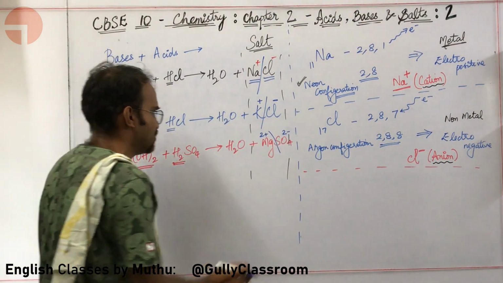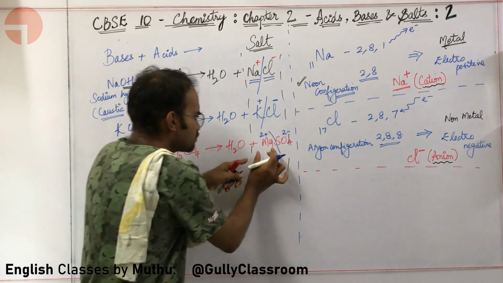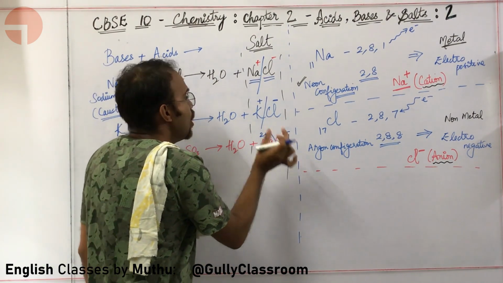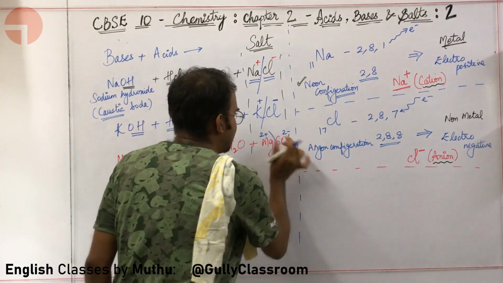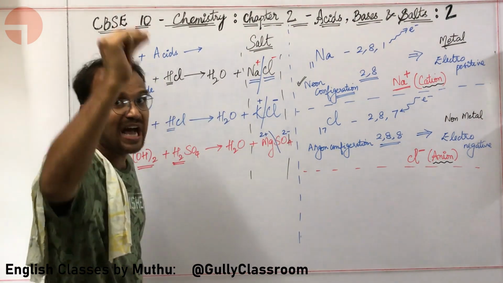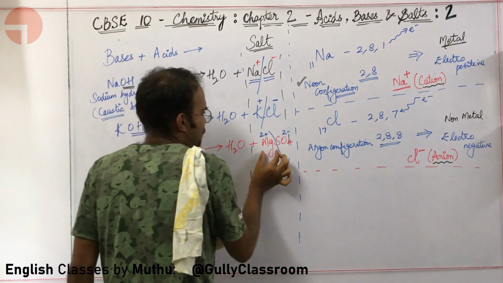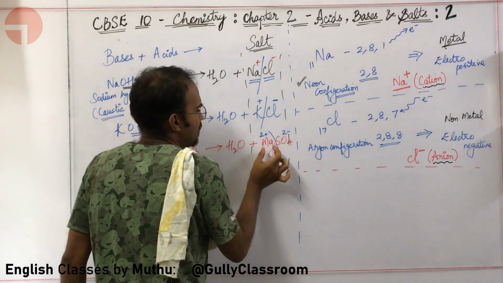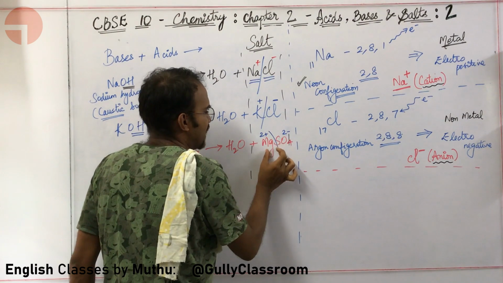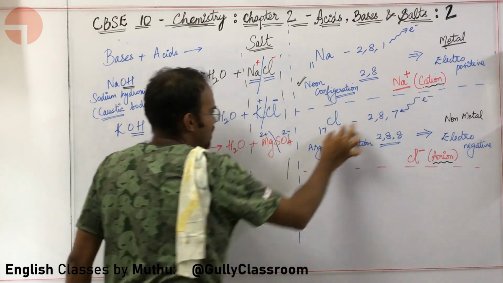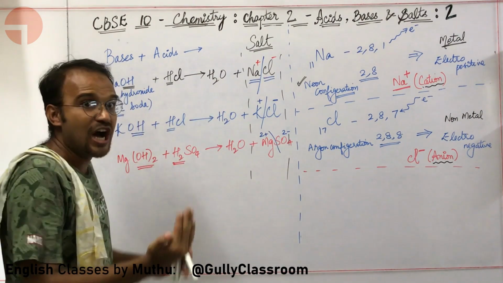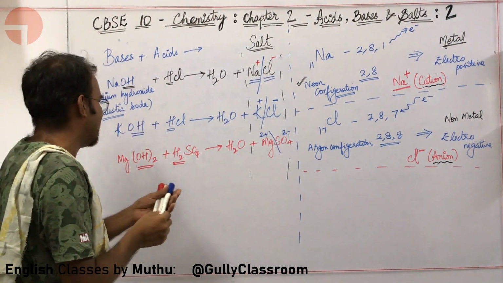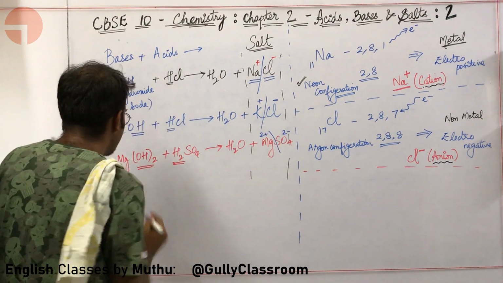The idea is the number of electrons lost by the metal will be the number of electrons gained by the non-metal. I am repeating myself. The number of electrons lost by the cation will be the number of electrons gained by the anion. Are you getting comfortable with this idea? I want to write one more example.